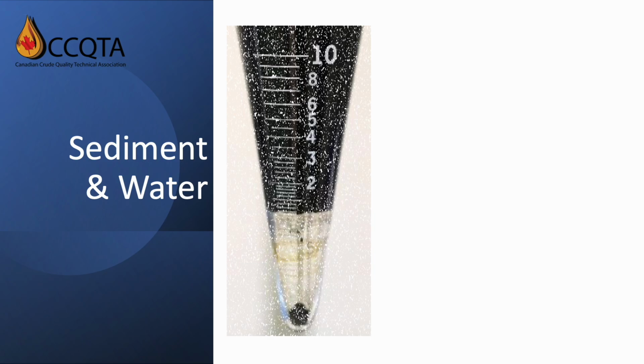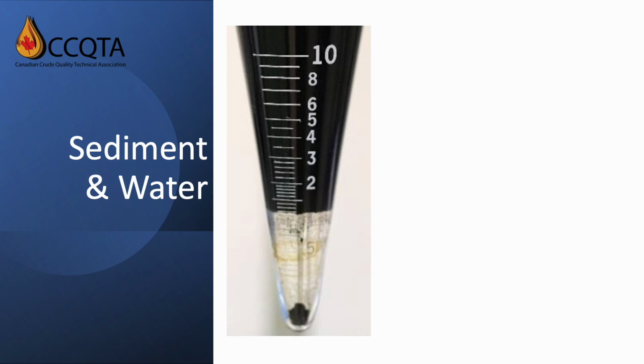The S&W test uses a centrifuge to separate oil, water, and solids, or sediment, based on their density. Solids are the most dense, so they go to the bottom of the centrifuge tube. Water is next in the middle, and lastly, oil is the least dense, so it ends up at the top. Each phase is measured using the volumetric scale on the tube, and the results are reported as percent by volume.